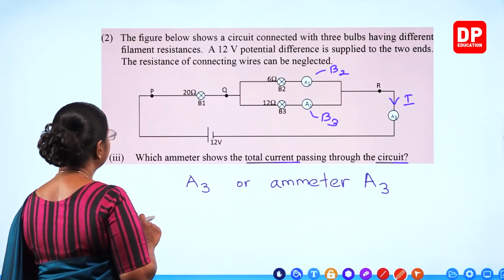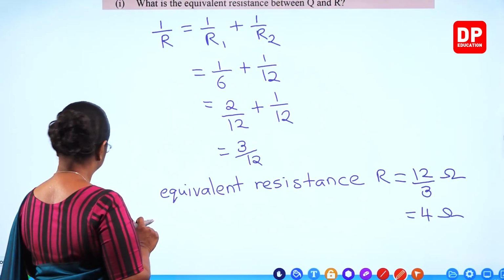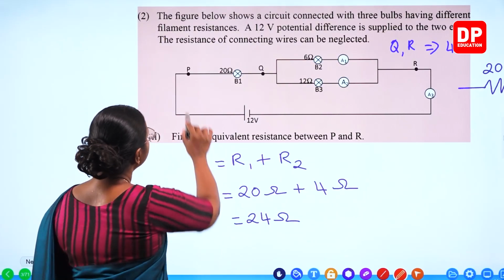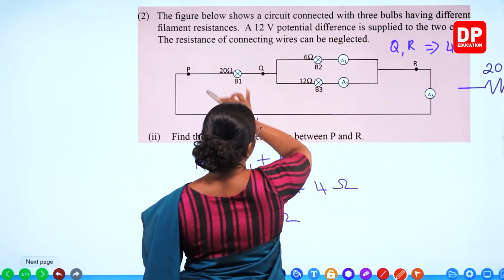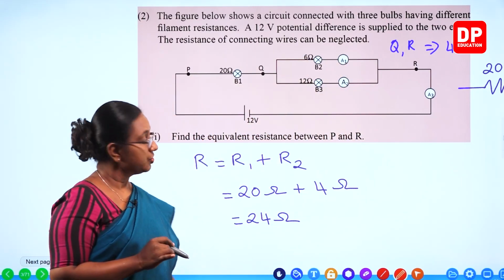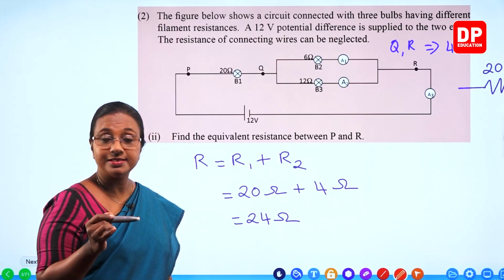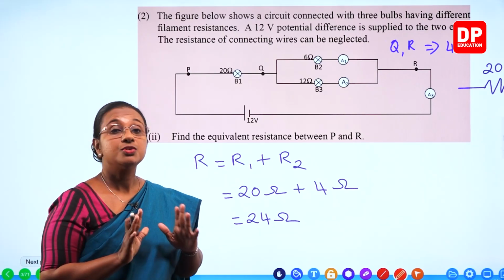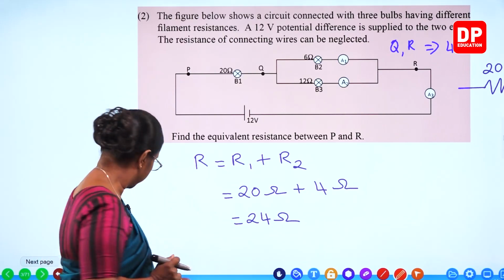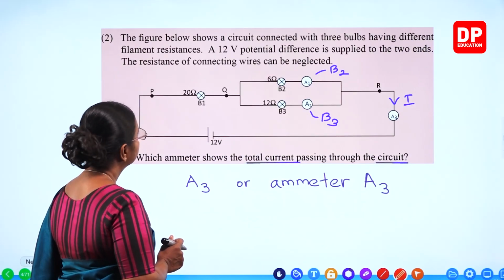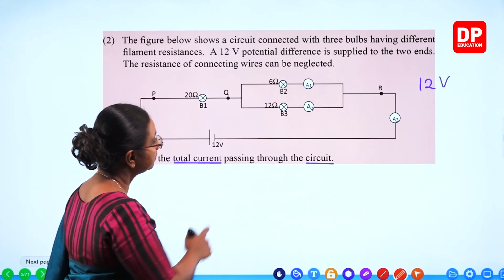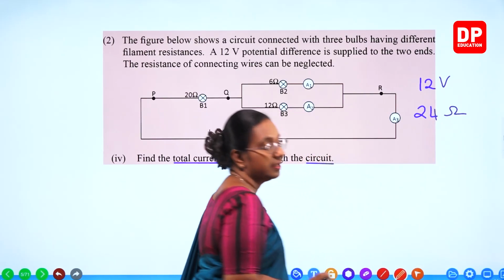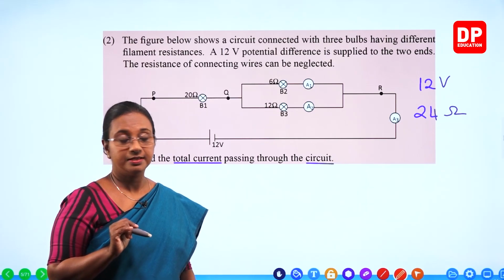Just to make sure, we will go back and check. Here, find the equivalent resistance between P and R. Between these 2 points are all the resistors. So that is the total resistance or the equivalent resistance of the circuit. So that is what we need to use. So here, 12 volts and 24 ohms. That is what you need to consider.